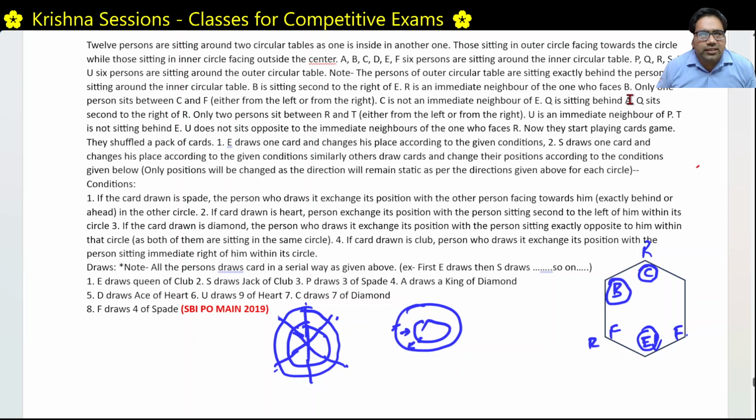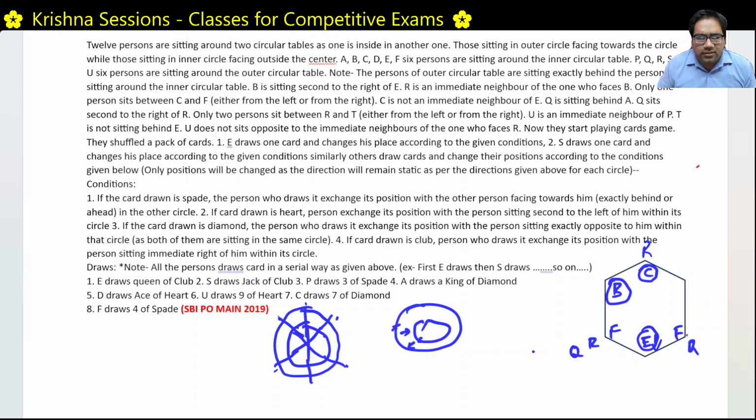Q is sitting behind A and Q sits second to the right of R. We have chosen two R's, second to the right of R. So R is facing inside. That means Q can be here. Either Q can be here, second to the right of this R, or Q can be second to the right of this R. But in either case, Q is sitting behind A. What does that mean? Q is sitting behind A.